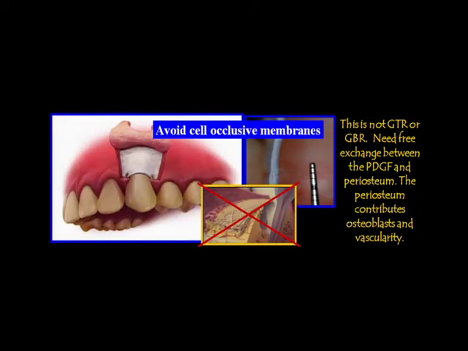We also learned, following the pilot study, but before this study, that you don't want a cell-occlusive membrane when you're using a biologically active molecule. BMP, PDGF, probably doesn't make any difference.